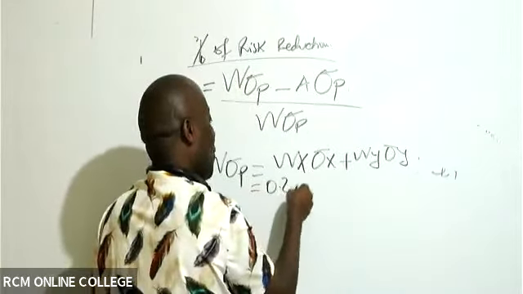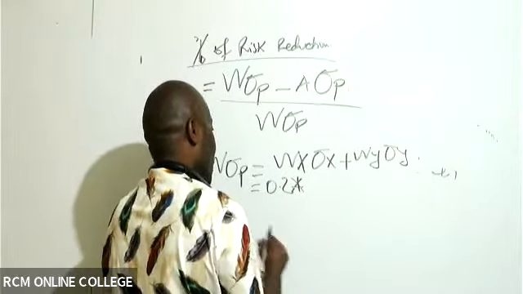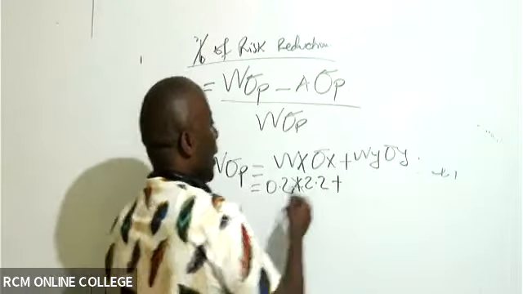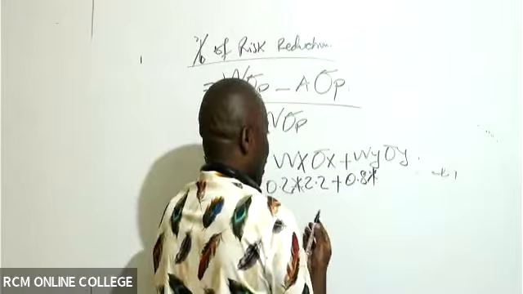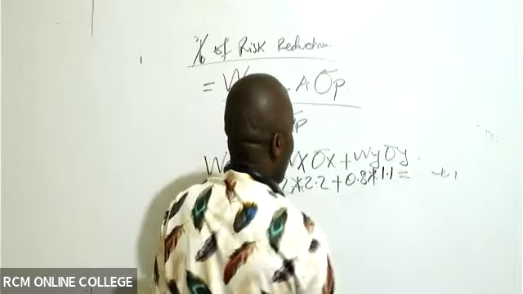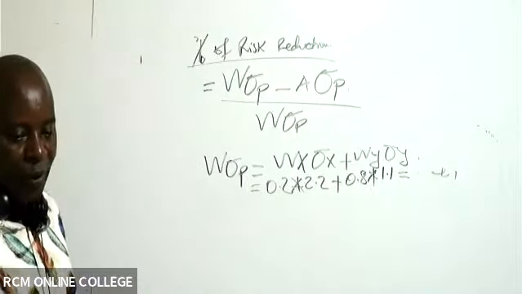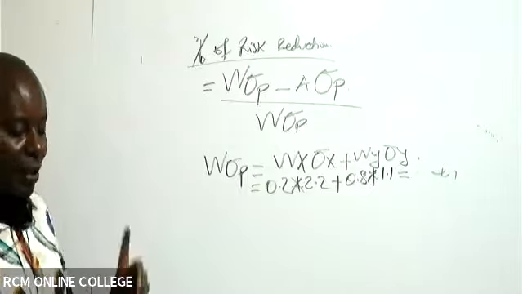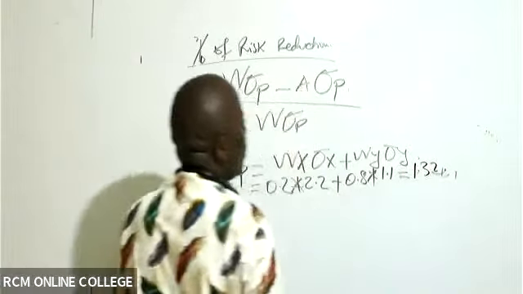So weight X is 0.2. Standard deviation X, you guys have given me the figure, it was 2.2. Plus weight Y, if I remember very well, this was 0.8, times standard deviation Y, this was 1.1. Yes, like that. So now you're able to give me the weighted standard deviation of the portfolio. Please give me answers. 1.32. Thank you very much.